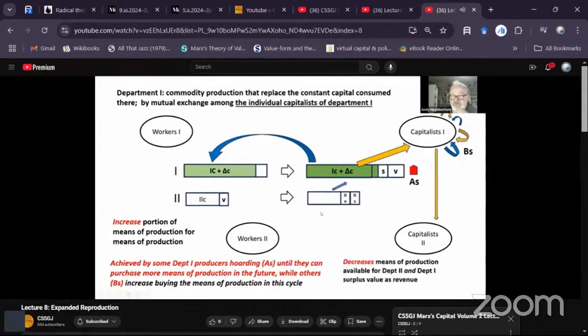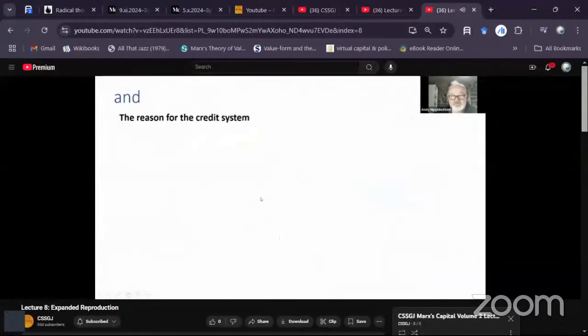This is Marx's argument. And once again, there is an impact on Department 2, because what it means is there's less money available for the capitalists to spend their surplus value on the luxury yacht. Oh, they're really suffering. You feel sorry for them, right? There were fewer yachts this year than last year. Okay. And of course, it also means that there's less constant capital replaced in Department 2.